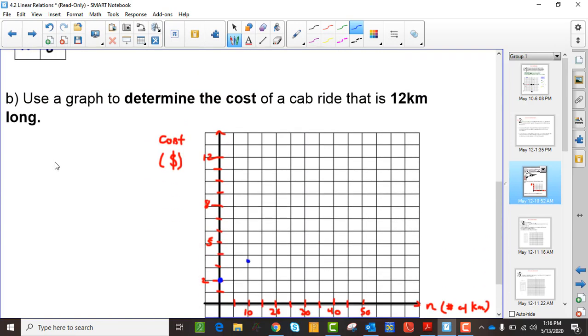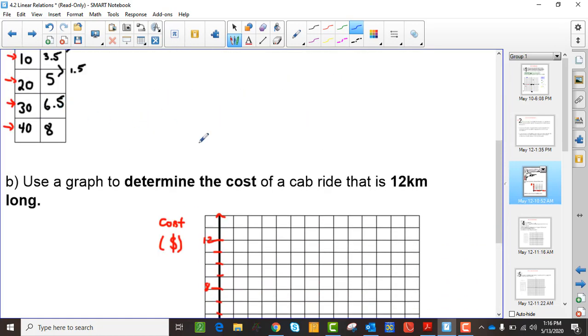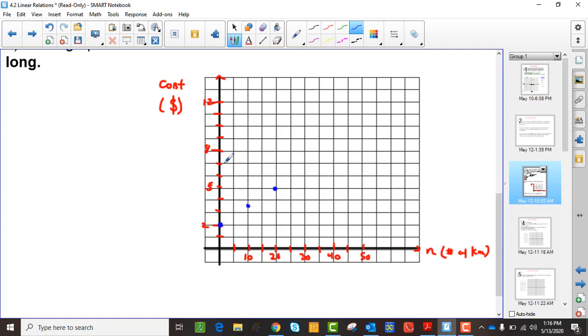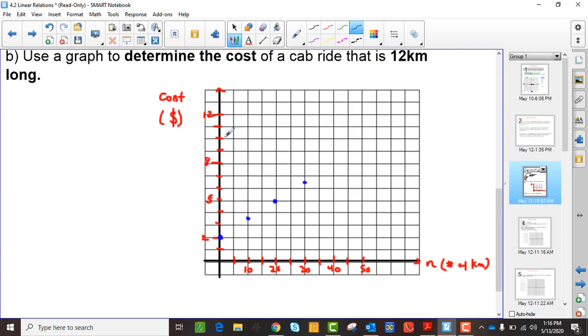Then at 20, I'm at 5. I'm right here. Then at 30, I'm at 6.5. So right about here for that one. And then at 40, I'm at 8. So I'm going to go, 8 is here and 40 is right there.